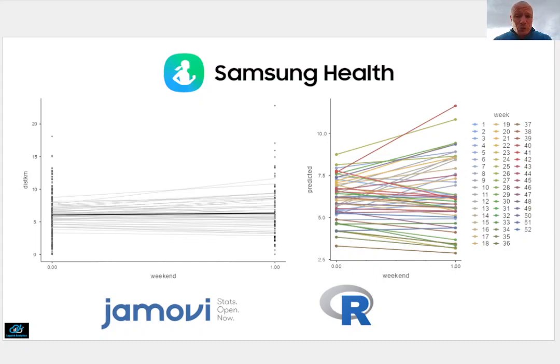The graph on the left presents the actually observed walking data, whereas the graph on the right presents only the outcomes predicted by the model for each of the 52 weeks. As we can see, there is considerable variation in intercept, that is predicted walking distance on weekdays, and also in slope, or the difference in predicted walking distance between week and weekend days.